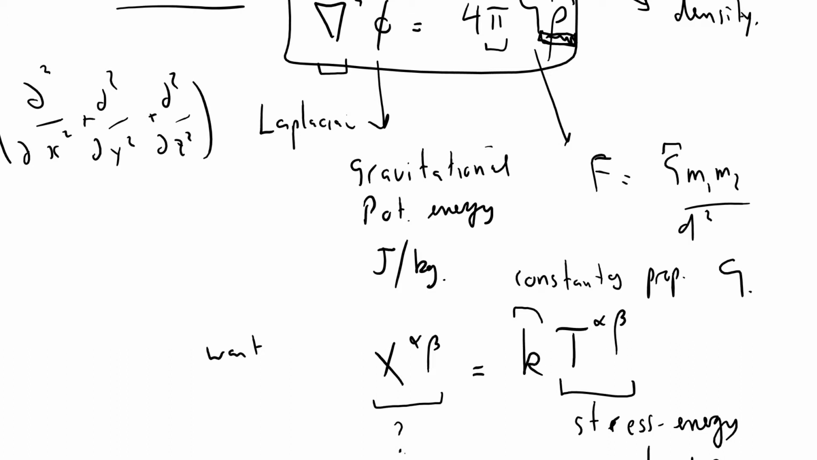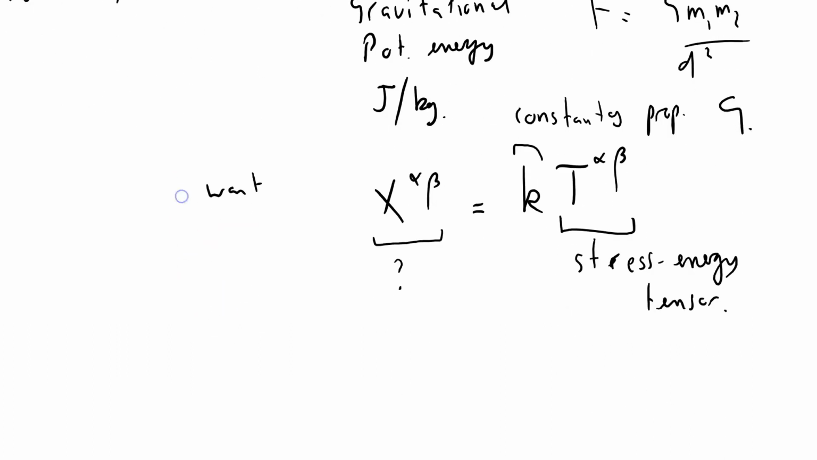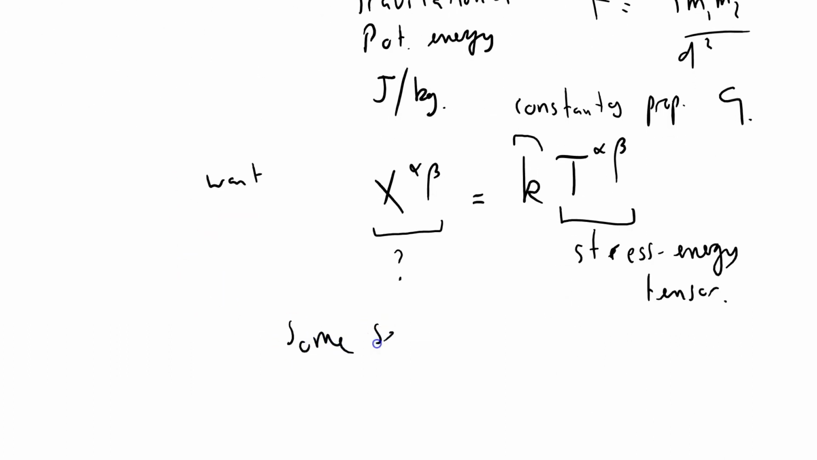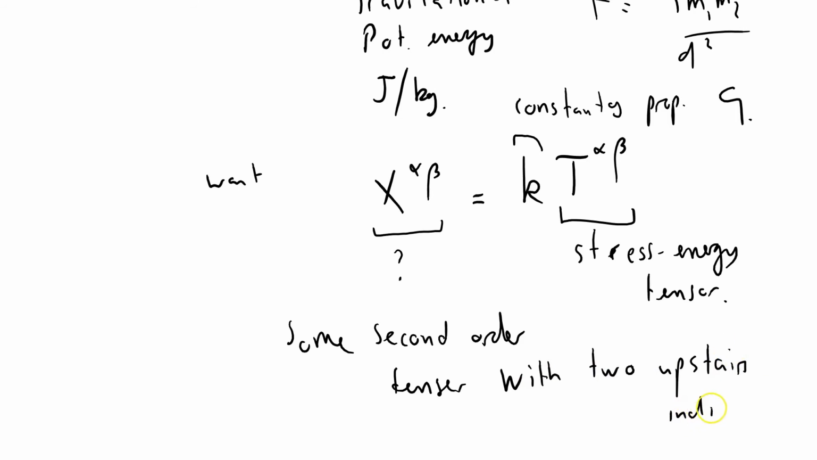It must be a second order tensor. And we think it's got something to do with the curvature of space. And so it's going to be some second order tensor with two upstairs indices. Why two upstairs? Because this one's got two upstairs indices. And so this will give us a system of equations.